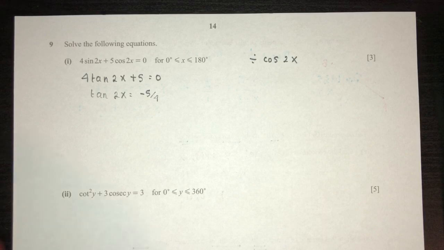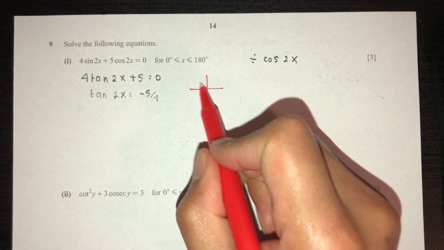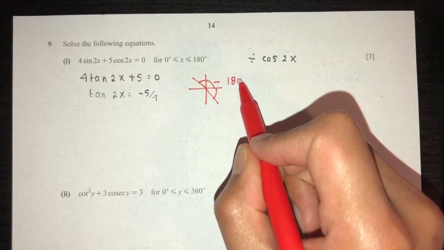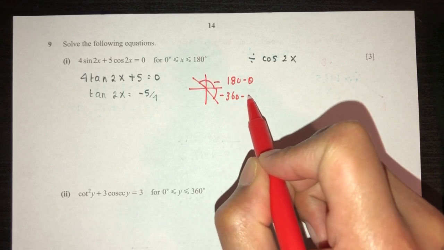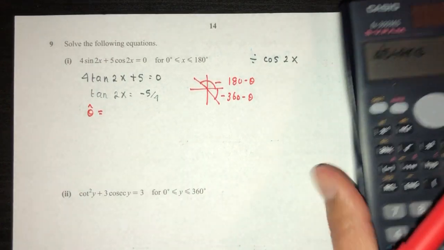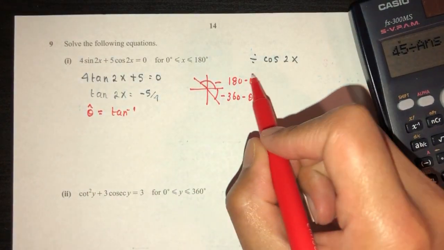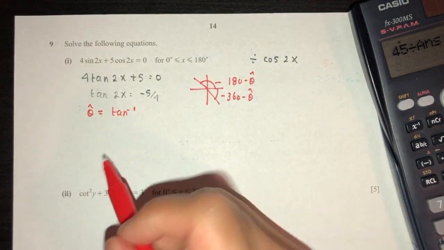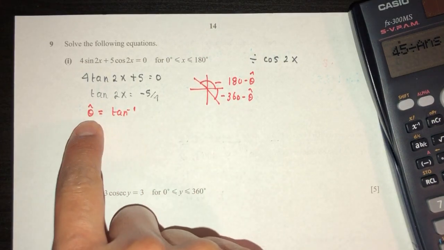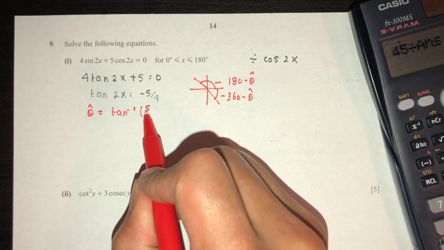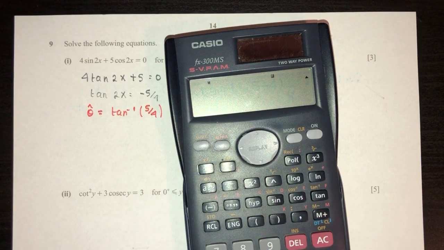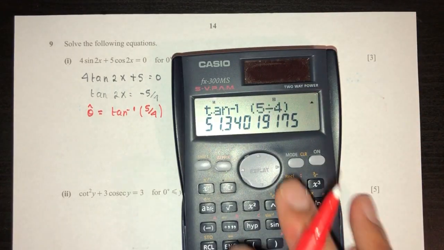So now, since tan is negative, you know that it has to be in your second quadrant and your fourth quadrant. This will be 180 minus theta. This will be 360 minus theta. So first, let's find the value of theta. Theta is not the answer. Theta is what value? It is tan inverse. So let me call this theta hat, not to confuse you. So whenever I have this as negative, I use this technique where I try to find theta first. Theta is tan inverse of the positive value of this. So tan inverse of 5 divided by 4, in terms of degrees, that will be 51.3.